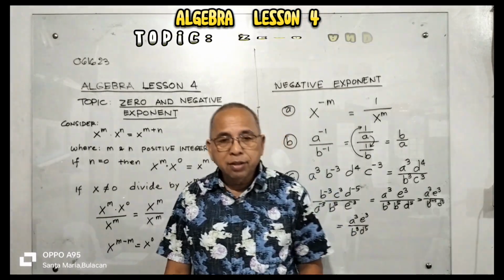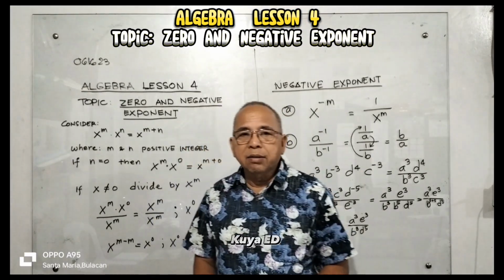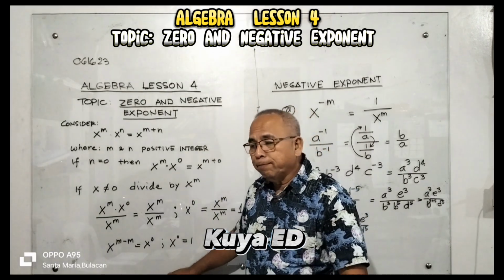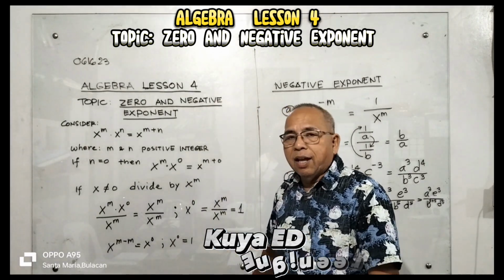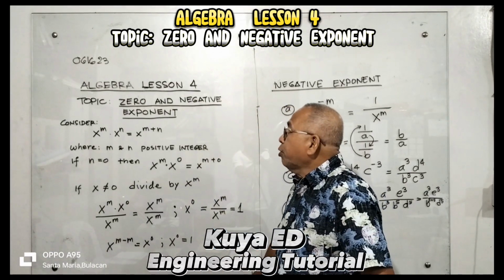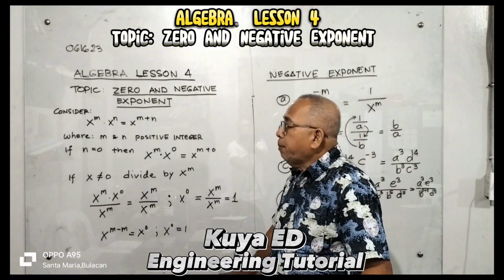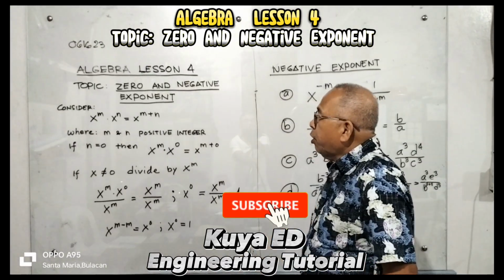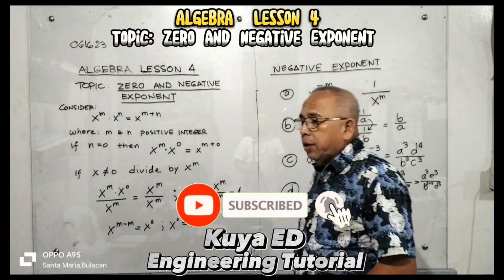Ngayong araw na ito, mayroon tayong bagong lesson sa Algebra. Ang ating lesson ay lesson number 4. Ang topic natin ay zero and negative exponent.